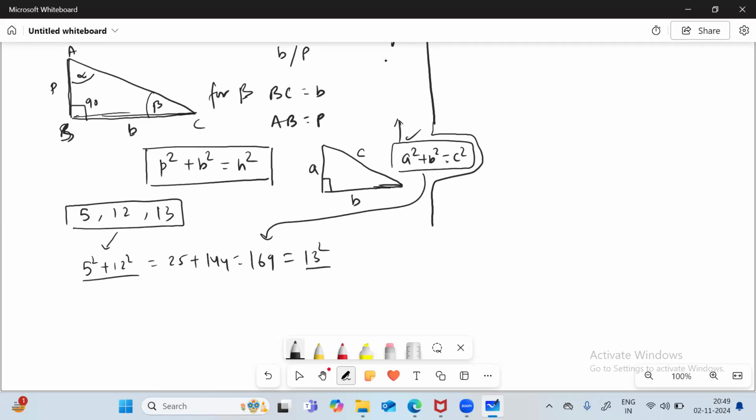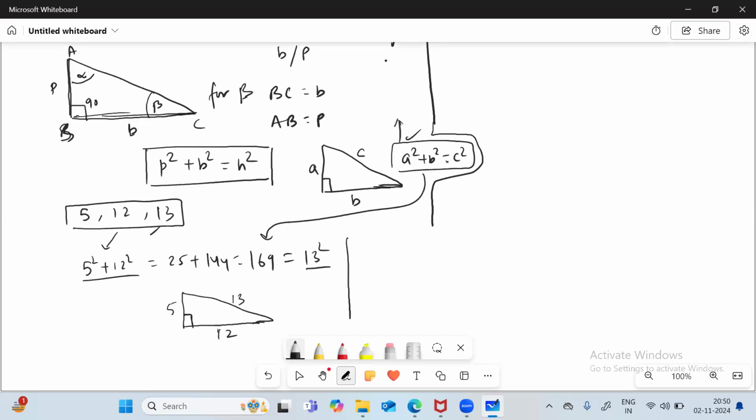And any three integers, when they follow the Pythagorean theorem, we'll call a Pythagorean triplet. And any such triplet will make a right angle triangle. So if you draw a triangle like this, take a side of 5, then a side of 12, and the third side as 13, it will always be a right angle triangle where the right angle will lie between the 5 and the 12 lines. So any Pythagorean triplet, if it exists, will form a right angle triangle.